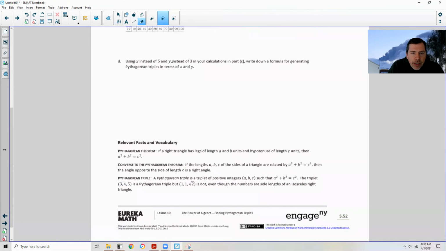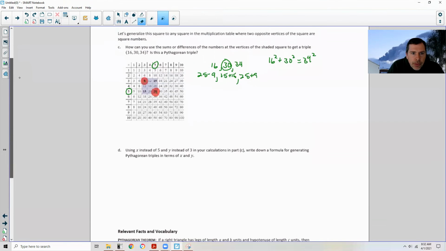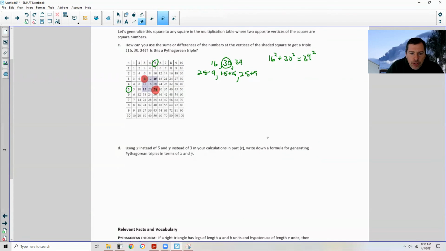All right, so let's move on to D now. Using x instead of 5 and y instead of 3 in your calculations in part C. Okay, so let's go back to C. Write down a formula for generating the Pythagorean triples in terms of x and y. Okay, so I put some highlights up here. 5 squared is 25, 3 squared is 9. So now it says using x instead of 5. So instead of putting a 5 here, we're going to use x, and y instead of 3. So this is y, and this is our y, and this is our x. That's what they're saying. In your calculations in part C, write down a formula generating the Pythagorean triples in terms of x and y.